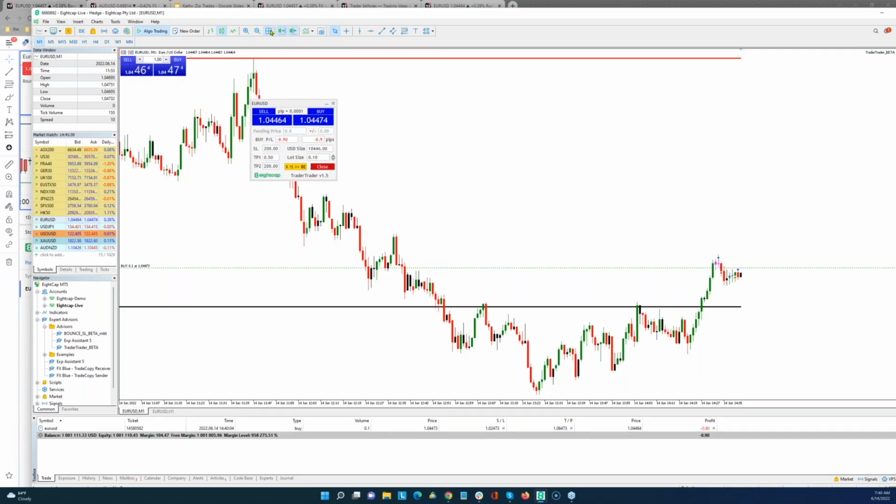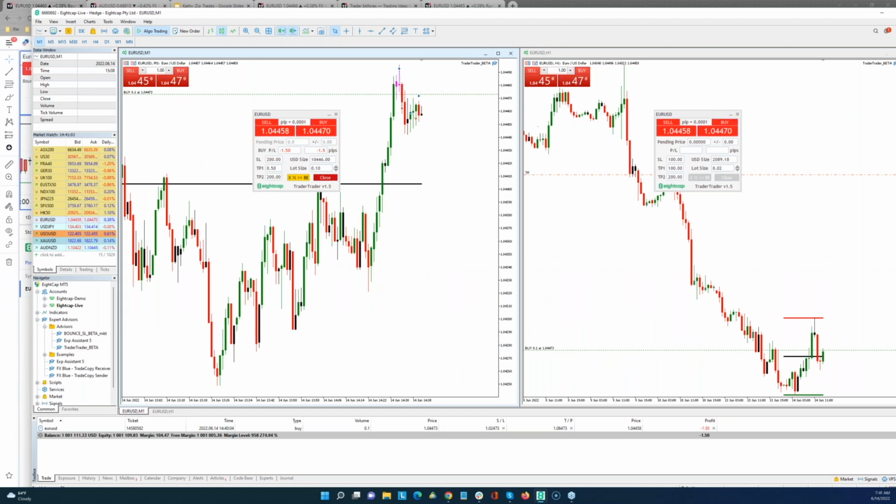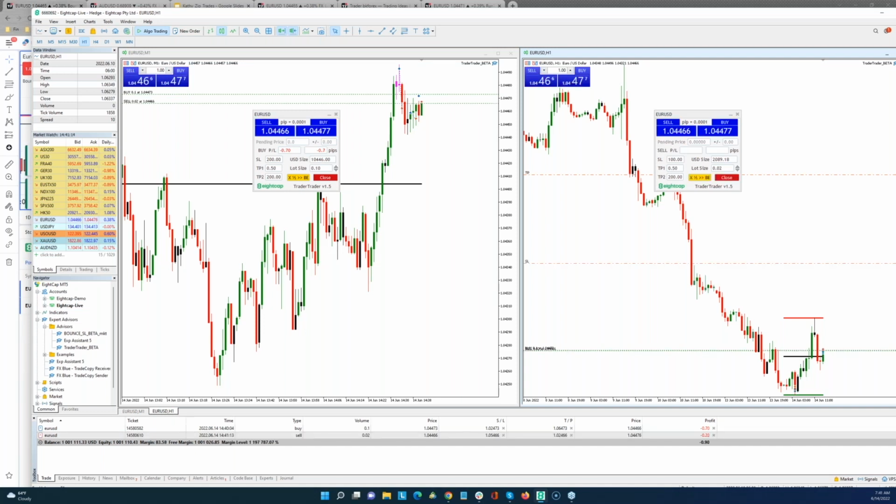Let's do it this way. We're going to do it side by side. I just want to show you the principle of the ability. So the first take profit, I'm going to do it at half a pip, and this time I'm going to sell the Eurodollar. Okay, so I've sold the Eurodollar.